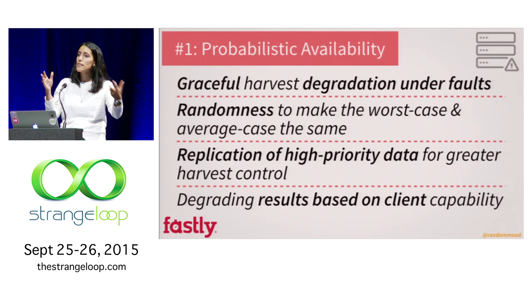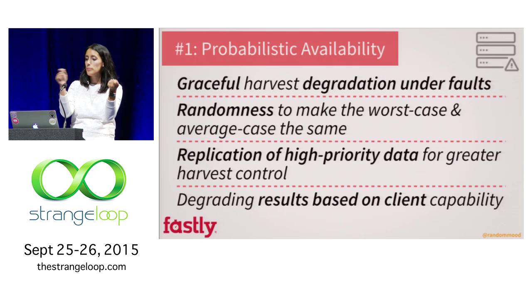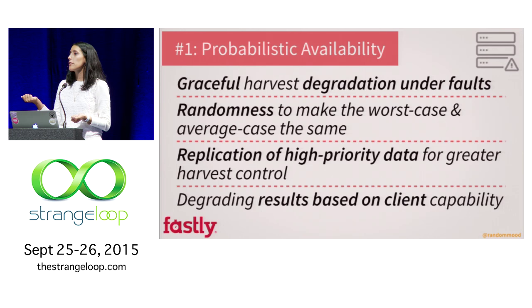And then it also tells us that we can replicate high demand data that is like high priority, so we can actually control our harvest a little bit, so the likelihood of losing that if one node dies is a little bit lesser because copies of it exist in more places. And also they tell us that we can use degrading the result. Degrading the result is almost like what we saw with harvest, that is based on client capability. For example, I have my phone and I want to watch a video and my connection is not great and I get a lesser quality of video, but it's still fairly okay.